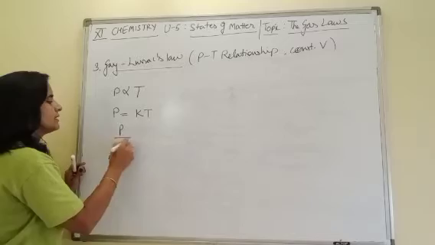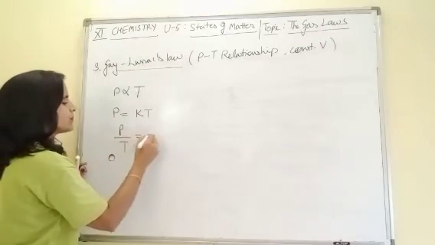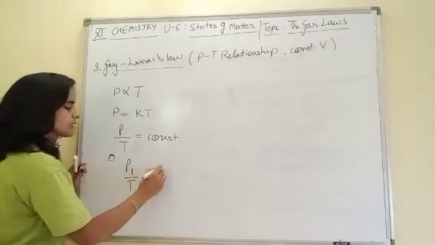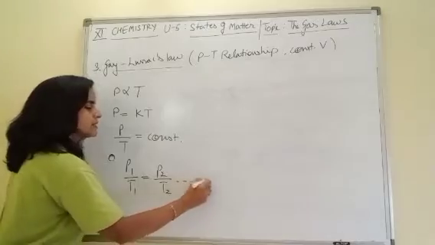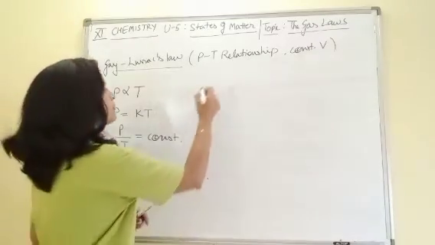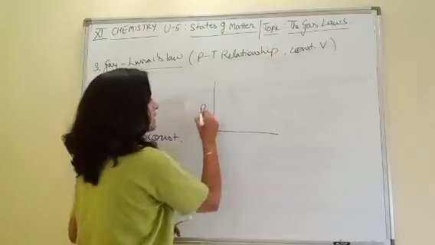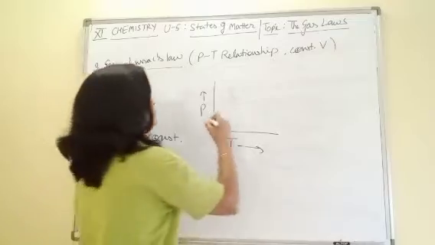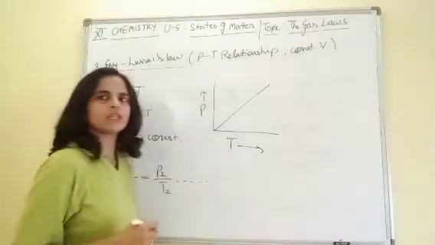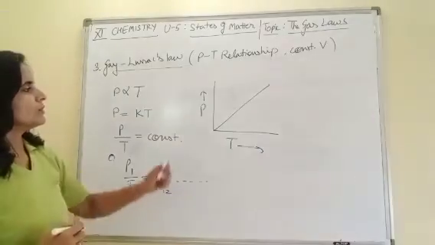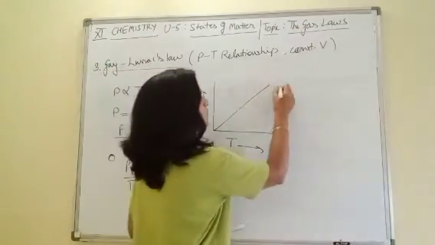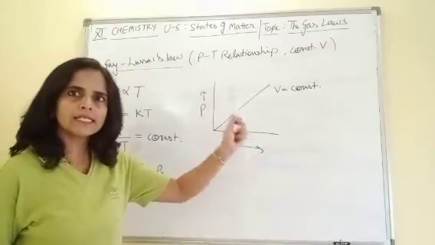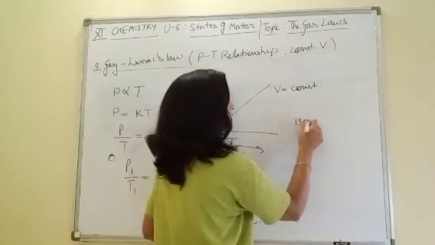Or we can say the ratio of pressure and temperature remains constant. So we may write P1 by T1 equals P2 by T2 and so on. Similarly, you can plot a graph between pressure and temperature as they are directly proportional to each other. The graph is similar to what we plotted in Charles' law, a straight line starting from the origin. And the condition here is volume is constant. So a plot between pressure and temperature at constant volume is termed as isochore.